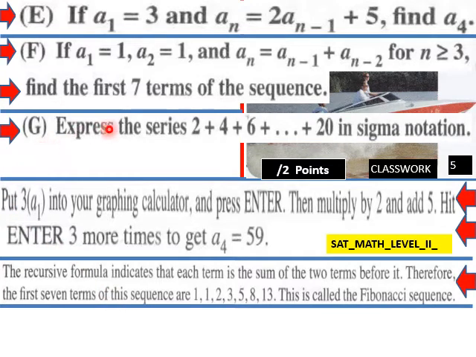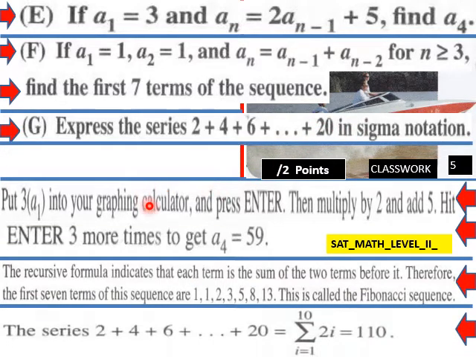And then G, express the series 2 plus 4 plus 6 plus and so on, plus 20 in sigma notation. To express that in sigma, we have an upper limit of 10, an initial entry of 1, then 2i. This summation would equal 110.